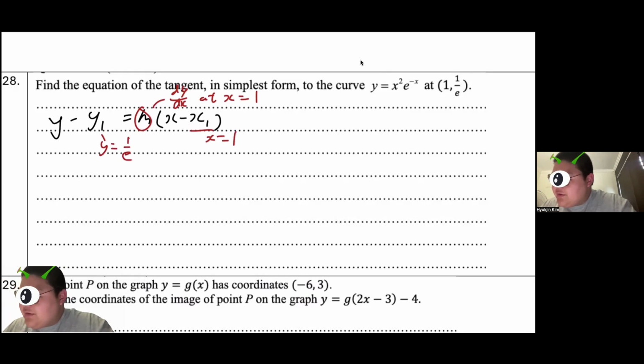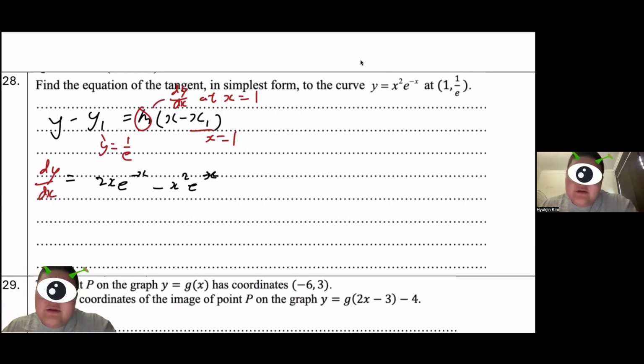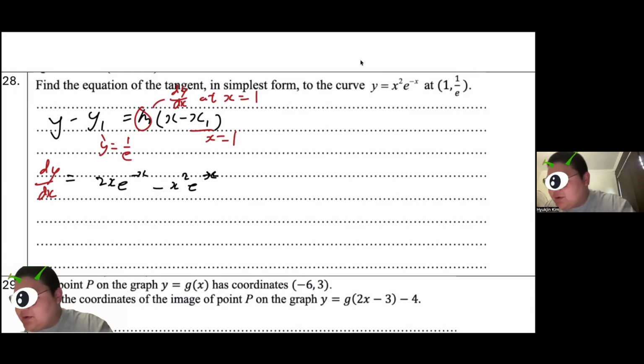So we've got to differentiate first, right? dy/dx equals 2x e^(-x) plus and minus x squared e^(-x). I'm not going to really show the product rule anymore. You should be able to do this.